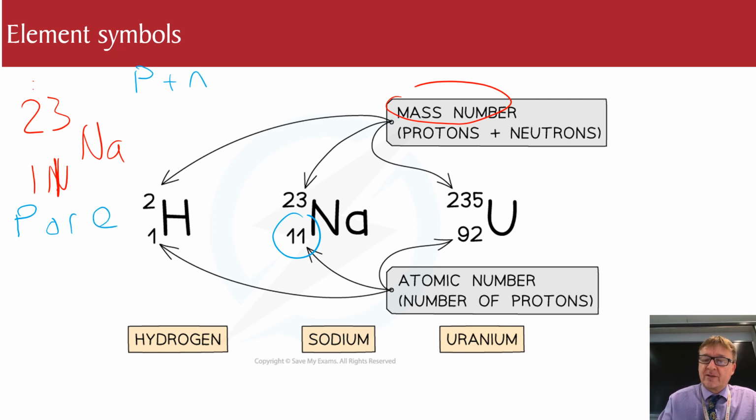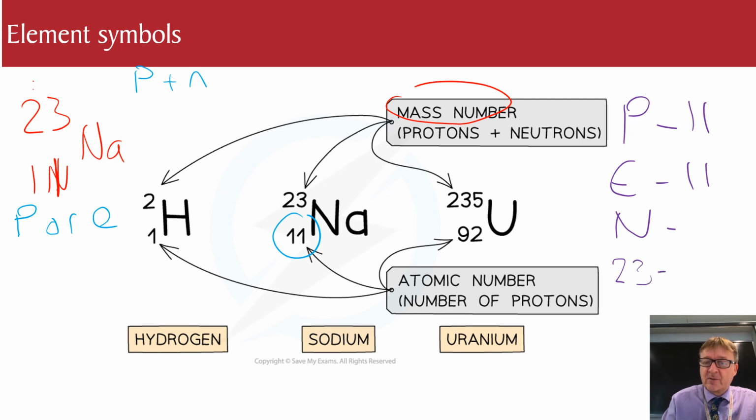What we'll tend to do is go protons, electrons, neutrons. Protons in sodium is 11, it's the number at the bottom. Number of electrons is usually the same, 11. And the number of neutrons, you've got to do a little sum, which is 23, the big number, take away 11, gives you 12, which is the number of neutrons.